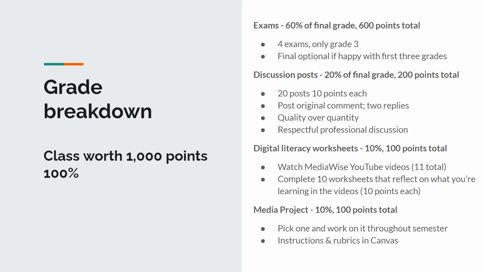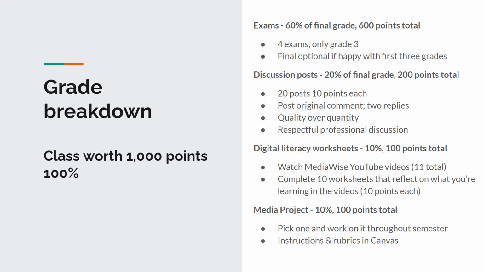Now, in terms of your grades, 60% of your grades are going to come from 3 exams. However, we take 4 exams during the semester. So the top 3 grades of your 4 exams will be counted. That fourth, lowest exam grade will be dropped.